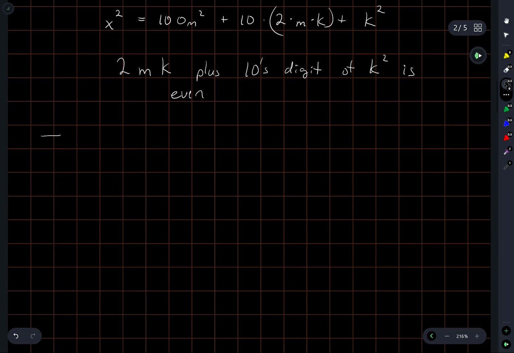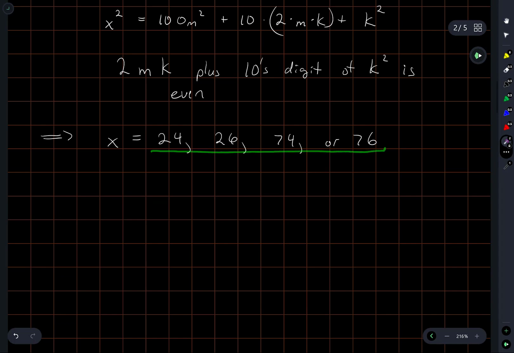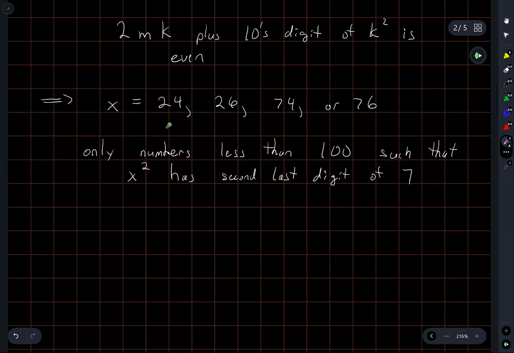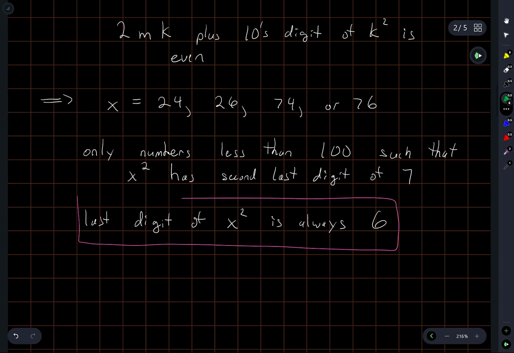And so we've exhausted our list. The original number x has to be equal to 24, 26, 74, or 76. These are the only integers between 0 and 99 such that when you square them, the second last digit is a 7. And not only that, if you take each of these numbers and square them, the last digit is always 6. And that's the answer to the question.